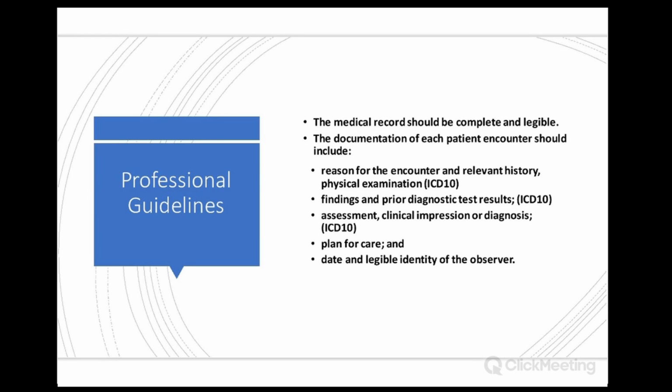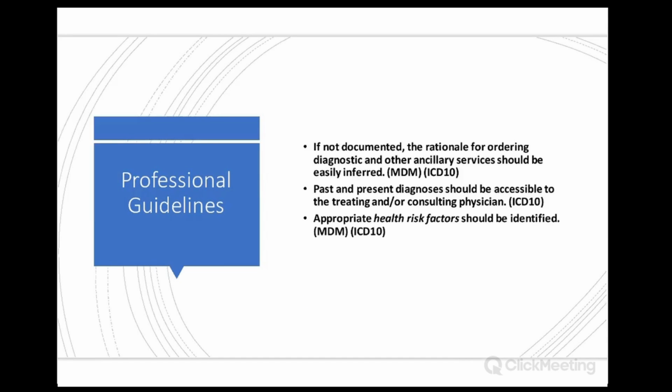This is straight from the '95 and '97. The medical record should be complete and legible. That's fine. Going through what makes it complete: reason for the encounter. Well, that's a diagnosis code. Findings and prior diagnostic test results, those are diagnosis codes. Assessment, diagnosis codes. So the things that have to be documented that make it complete are diagnosis codes that we should be reflecting on that claim form. They go on to say, if it's not documented, rationale for ordering diagnostic and other ancillary services should be easily inferred. Well, if I can infer it, there's a diagnostic statement in there somewhere. Past and present diagnosis should be available, diagnosis codes.